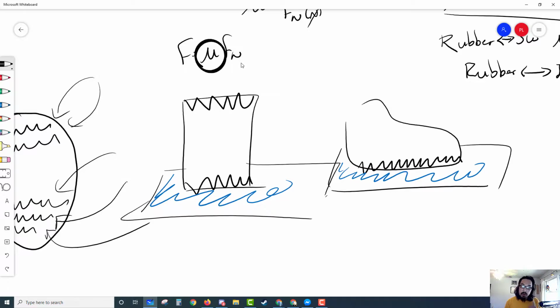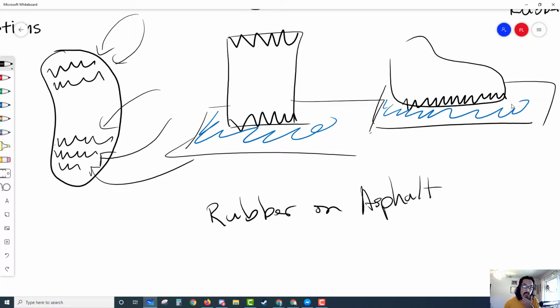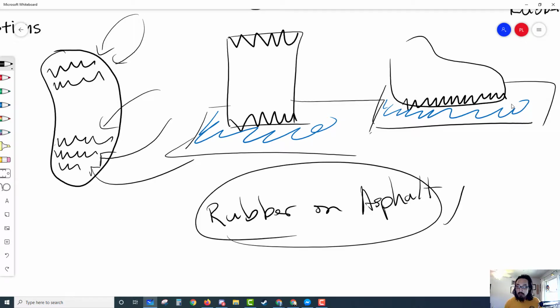I'm going to say that one more time. You're not changing the mu. So let's think about it. If we have these tires or these shoes, we have rubber on asphalt or concrete or whatever. When you drive on top of water, you still want rubber on asphalt because this has a super high mu. That's why we use these materials. We have a super high mu.